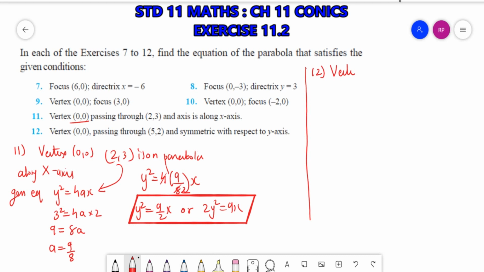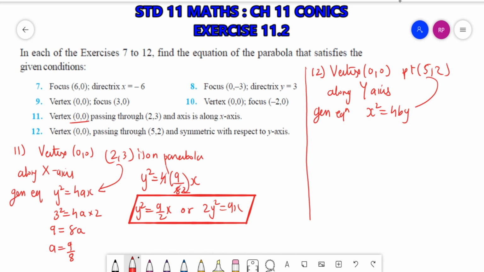Now let's see the next and last for this exercise, that is 12. In this question, the vertex is (0, 0), the point is (5, 2). Now it is symmetric with respect to the y-axis, meaning the parabola is along the y-axis. So the general equation of the parabola will be x square equal to 4by. Now this point is on the parabola. So let's put down 5 square equal to 4 into b, instead of y, 2.